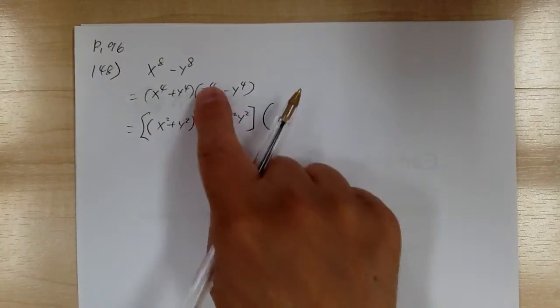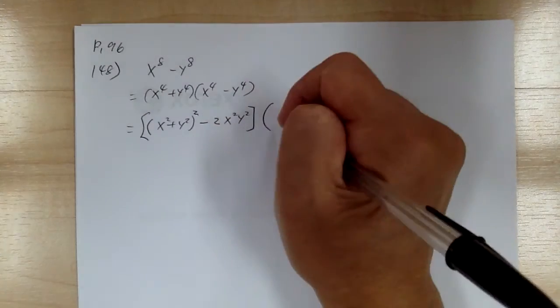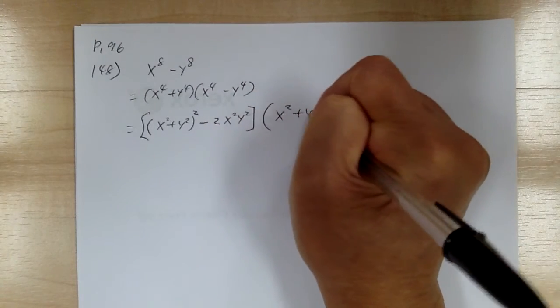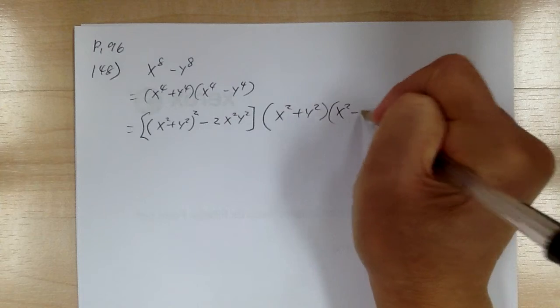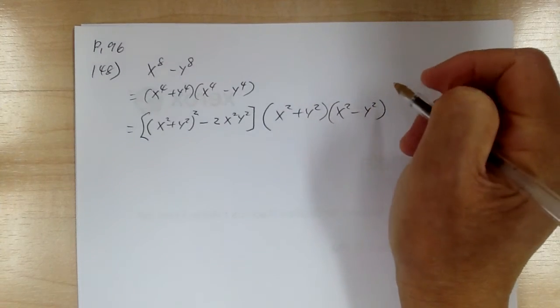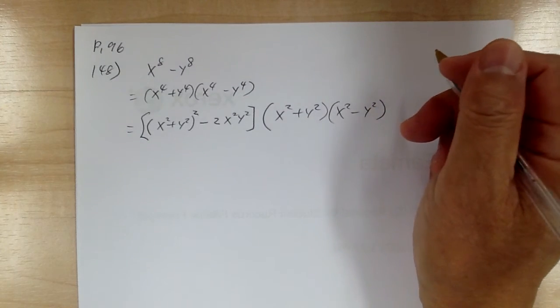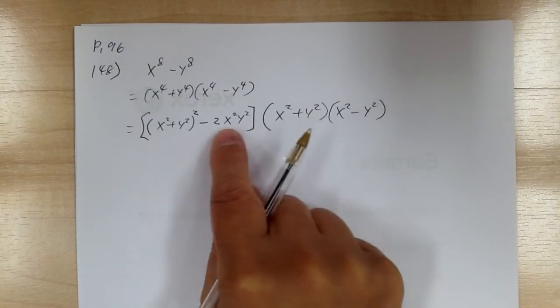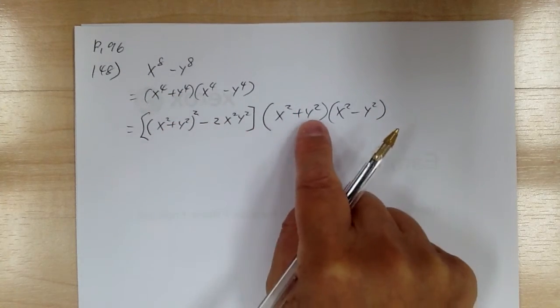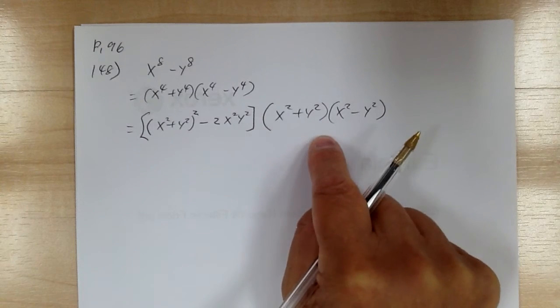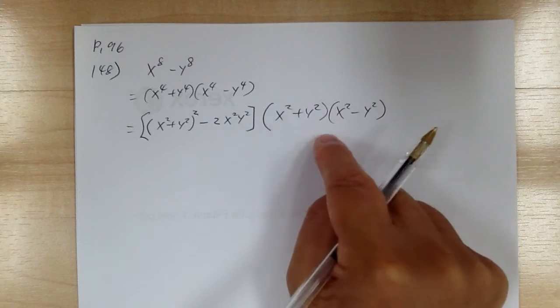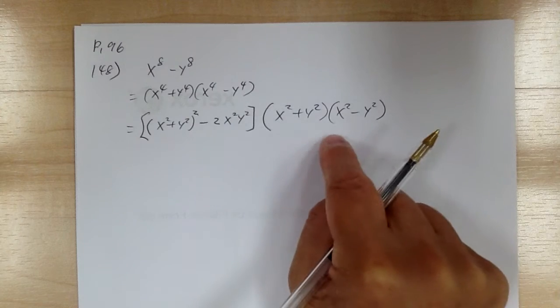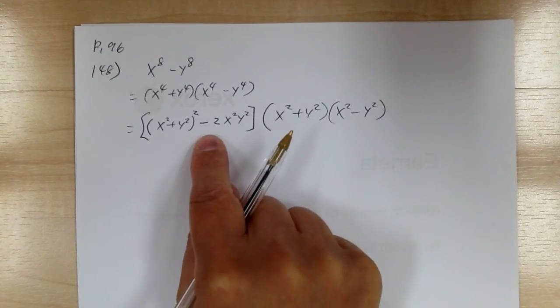And over here you can go ahead and factor into x squared plus y squared times x squared minus y squared. The reason you can do this over here but cannot do it with this one is that you would have to take the square root of that. If you do this, you get minus 2xy, and when you take the square root, you get the square root of x and the square root of y. So that's why you don't do this, but you can do it over here.